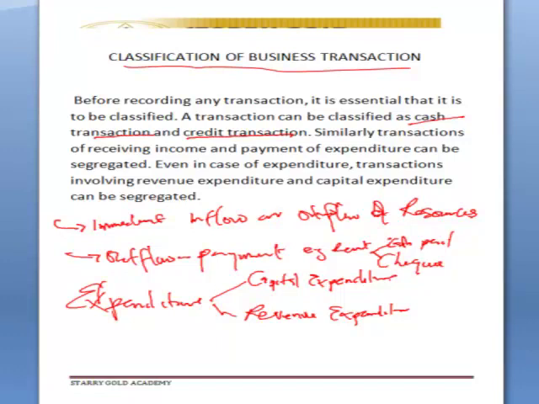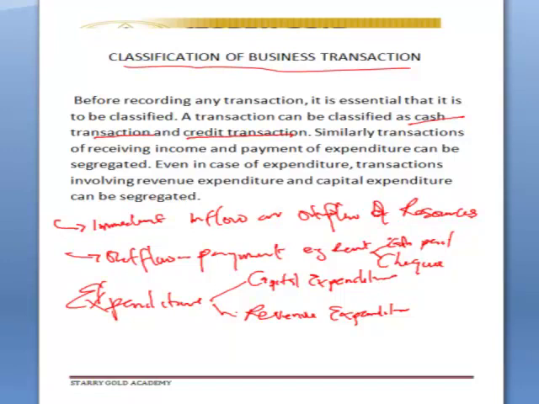A capital expenditure is one in which a large sum of money is involved, and this large sum of money is engaged in the acquisition of an asset that will be used in the course of the ordinary business. That is, the asset will be used in the production of goods and services.